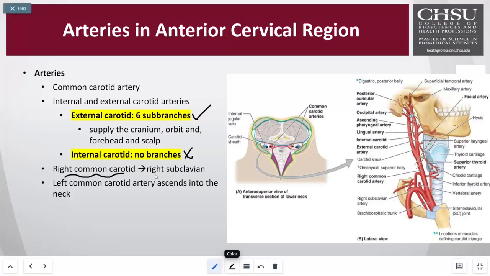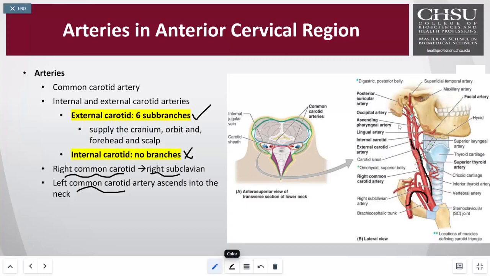The right common carotid eventually splits into the right subclavian, whereas the left common carotid ascends the neck. Right? So the left and right side are not symmetrical, not evenly distributed. Okay, and if you look at the picture, you'll see the right subclavian curves over, and we talked about that already. The carotid is what you're feeling for the pulse. Right? That's most superficial. And then you have the carotid artery going up. The external is the one that has 6 divisions, right?